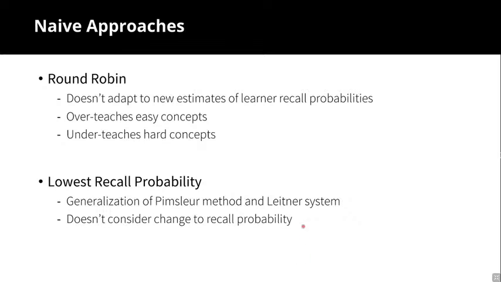One potential drawback for this lowest recall probability is that it doesn't consider the change to the recall probability. It's just looking into the current recall rate. It doesn't consider how much worse it was before and how much better it will be in the future. So that is one possible conjecture that we've made, since we can't derive a rigorous guarantee for that.